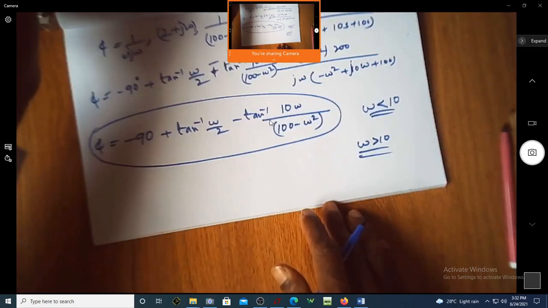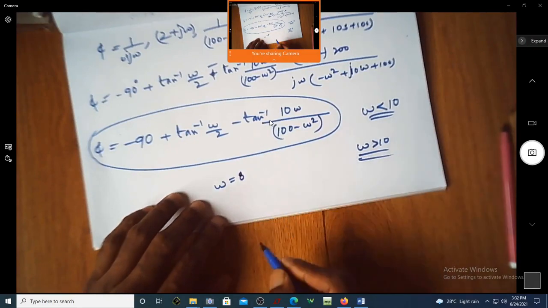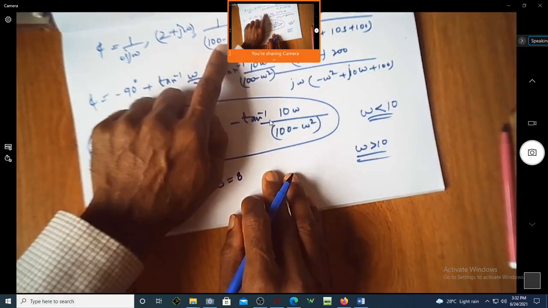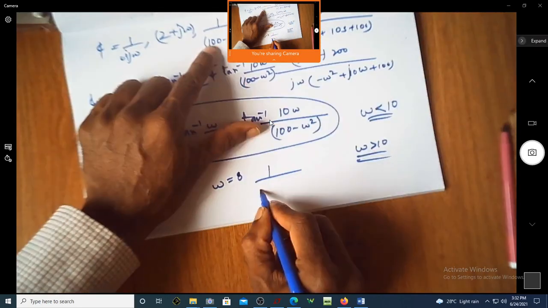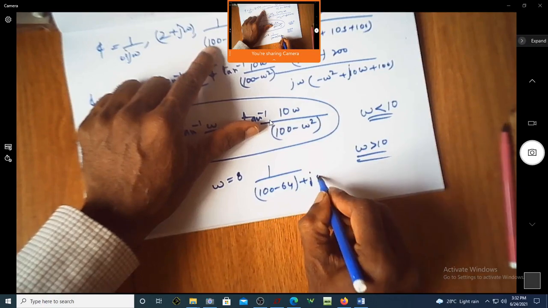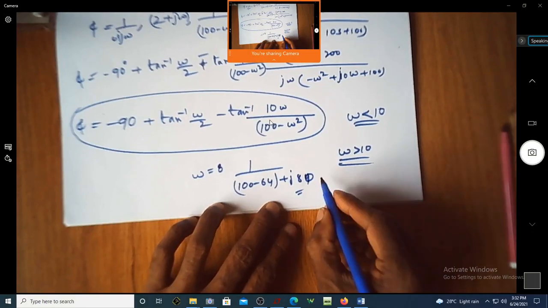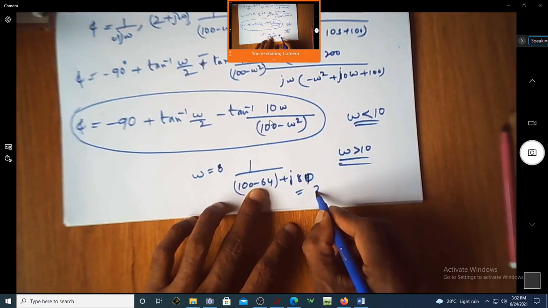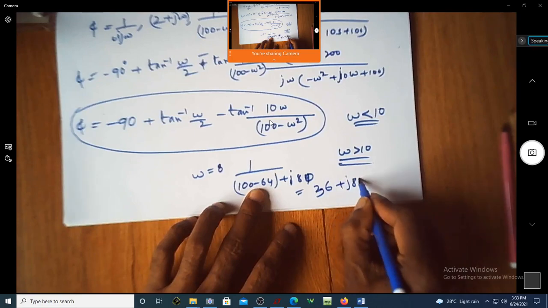So assume that you have omega equal to some 8. What will be the real and imaginary terms here? If omega is equal to 8, let us take this. Is it 100 minus 64 plus j 84? Sorry, 80. So what will be this? Is it 36? 36 plus j80. Am I correct?